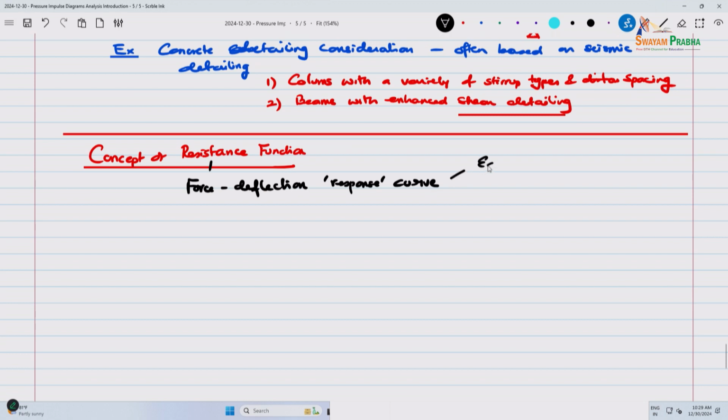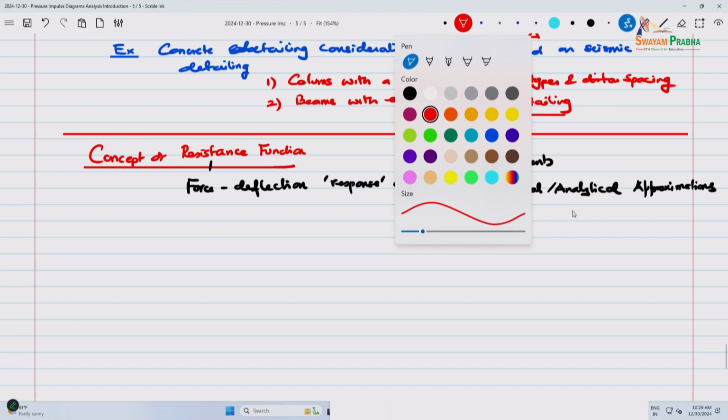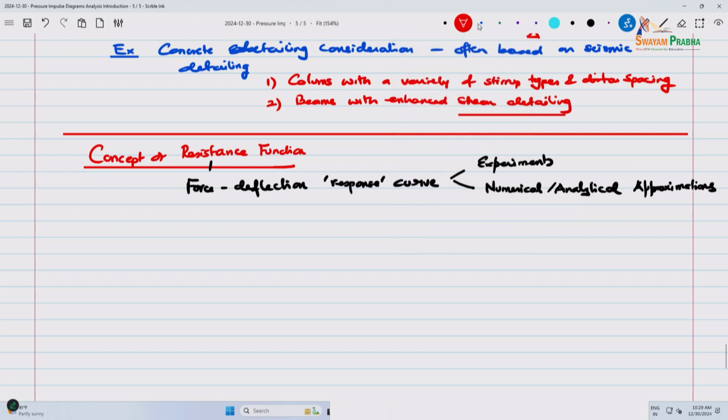either from experiments or from numerical, analytical approximations. You can never predict an exact force response curve using analytical expressions, but that's often the only way in design.